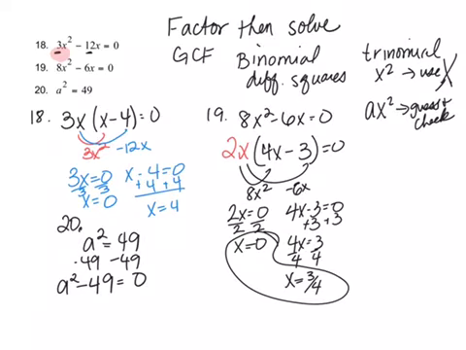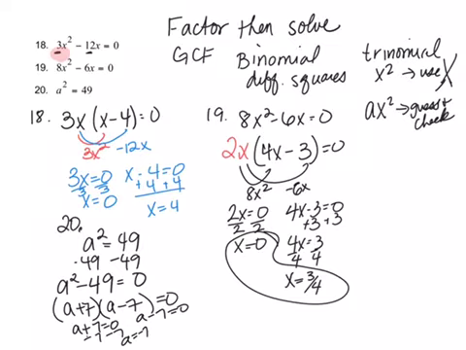Now that I've done that, I'm looking for a GCF. I don't have one because the a squared has no coefficient, but I noticed that 49 is a perfect square. So I'm looking at what two numbers multiply to negative 49 and add to 0, and that's a plus 7, a minus 7. And when I set those equal to 0, I subtract 7, so a equals negative 7, and add 7, and a equals positive 7. So it's positive and negative 7.